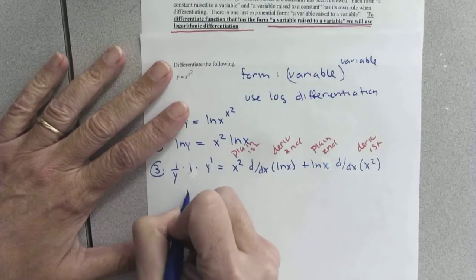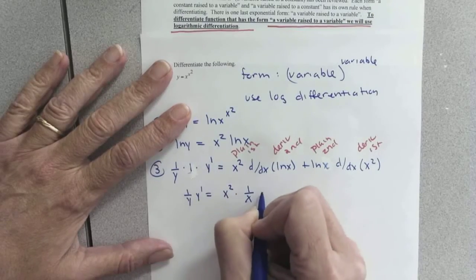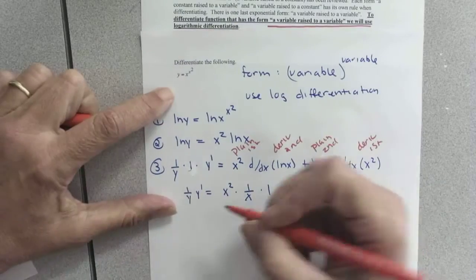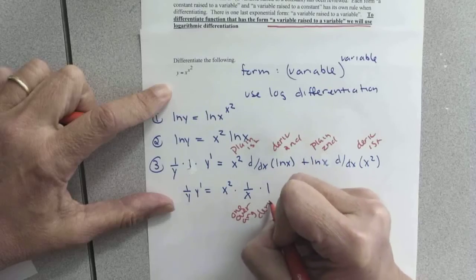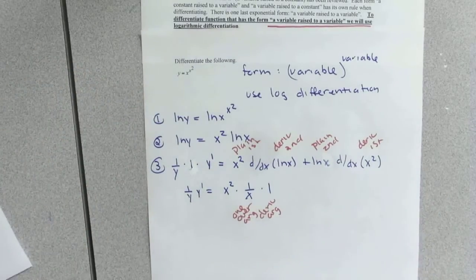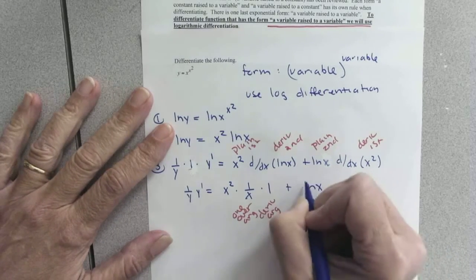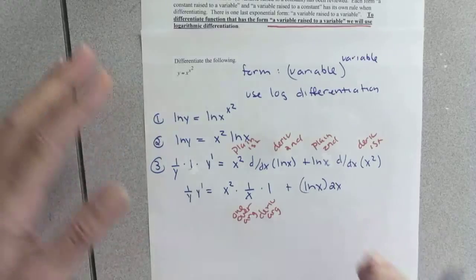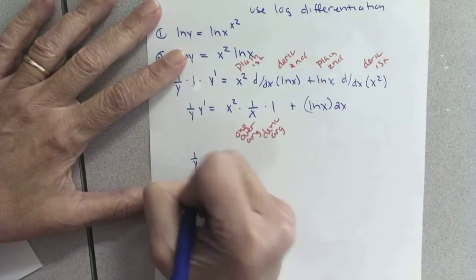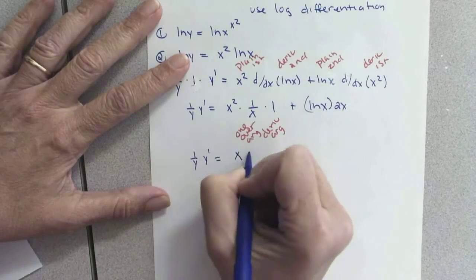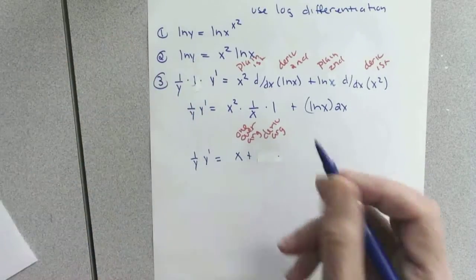So keep going. So I have 1 over y times y prime equals x squared, 1 over the argument, derivative of the argument. Clearly I wouldn't need the times 1, but I'm just being very specific each time. Then I'm up to the natural log, and the derivative of x squared is 2x. So let's clean that up a little bit. So I have 1 over y times y prime equals x plus 2x natural log of x.